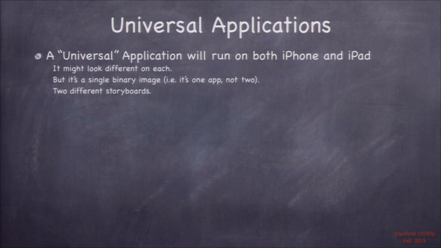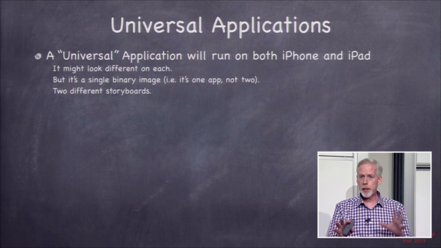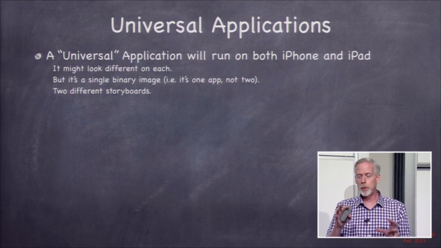Okay, now we're going to talk about universal applications. A universal application is a single app that will run on iPhone and iPad. Single app. And how do we do that? How do we make it so it works on both? Because they're kind of different idioms, right? You got a lot more screen real estate in iPad.